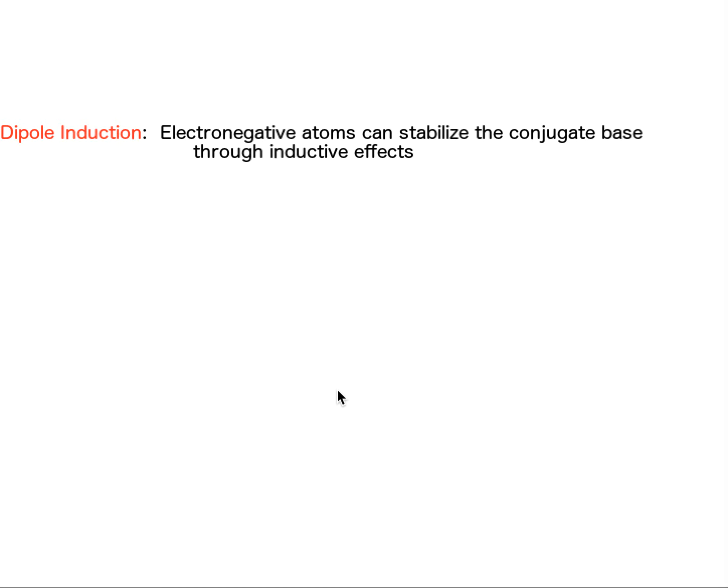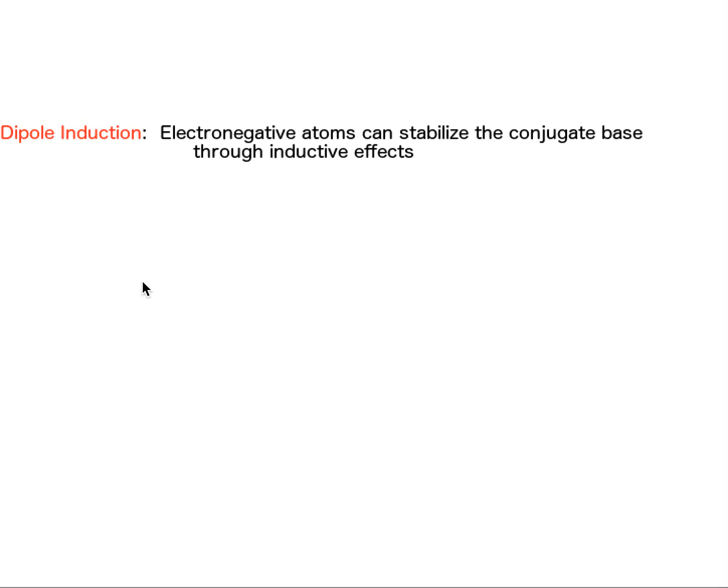Okay, the next criteria that we're going to use to determine the relative acidity of molecules is dipole induction. The basis of this category is that electronegative atoms can help stabilize conjugate base through inductive effects. We just talked about how that negative charge in a conjugate base can be distributed through the molecule through resonance, through pi or p orbitals. But now we're going to show how that negative charge can be shared through sigma bonds, through inductive effects. So let's look at an example of how dipole induction can work.